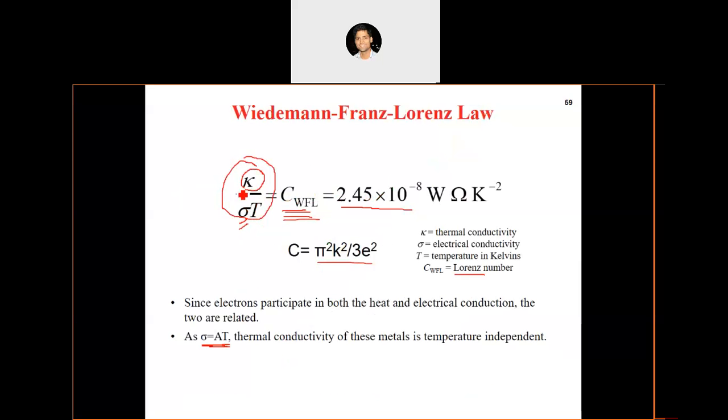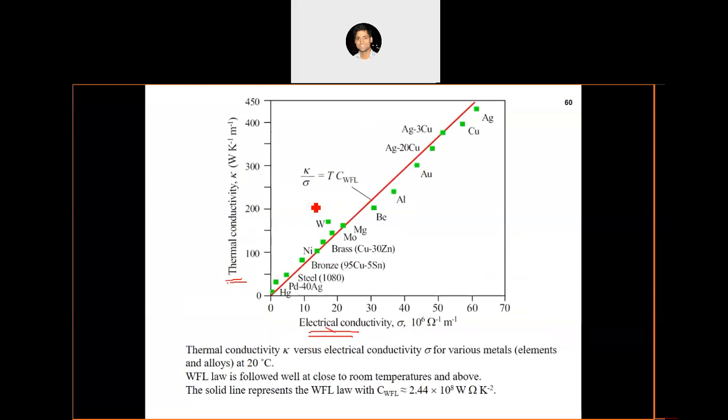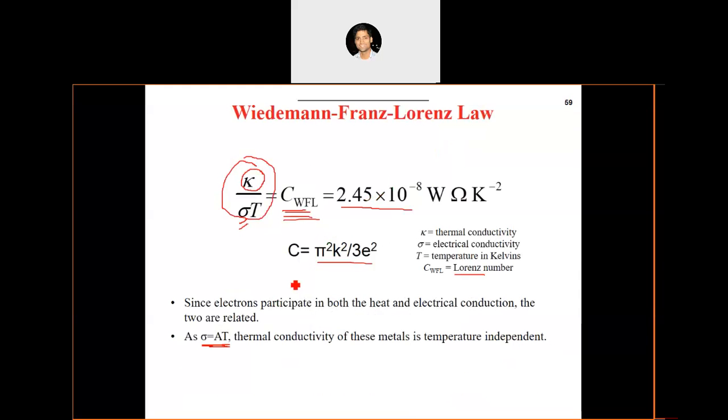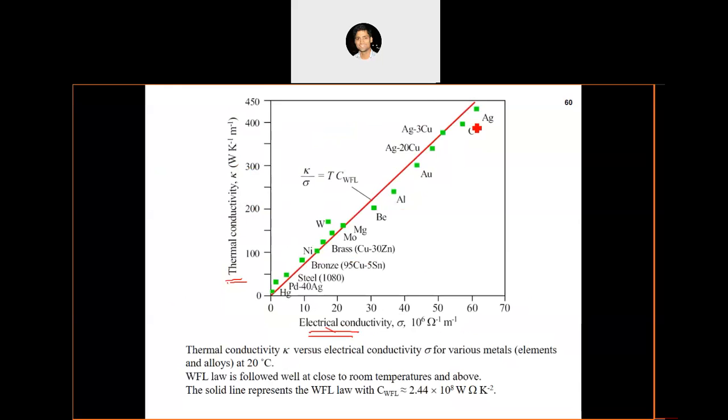According to this, the plot between thermal conductivity and electrical conductivity should be a straight line passing through the origin. And when we do that with the C_WFL equal to the value which we calculated earlier, you can see that most of the pure metals are following the Wiedemann-Franz law. This law is known as the Wiedemann-Franz-Lorentz law. It is followed very well by the pure metals as well as most of the metallic alloys also.